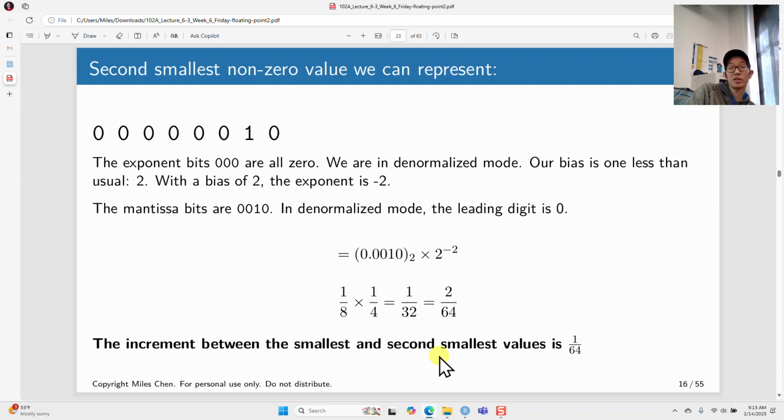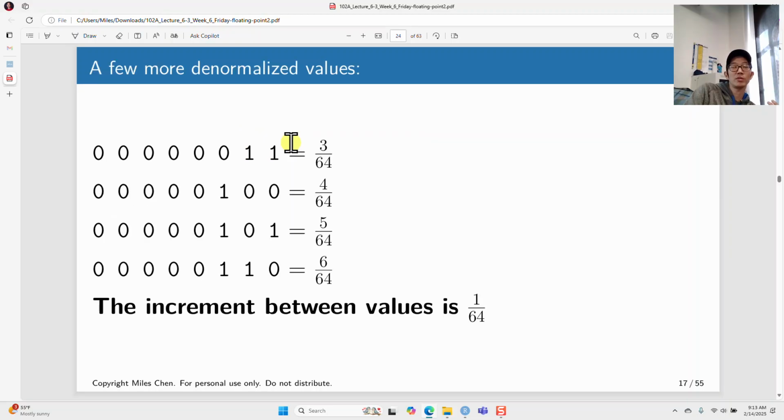All right. What is our next number? We're going to count up from 2, and we count up to 3, and the next number would be 3/64.